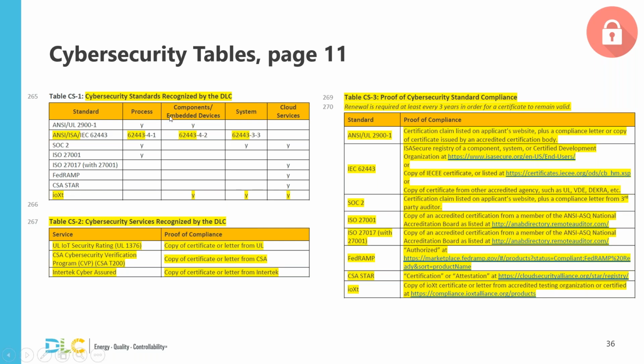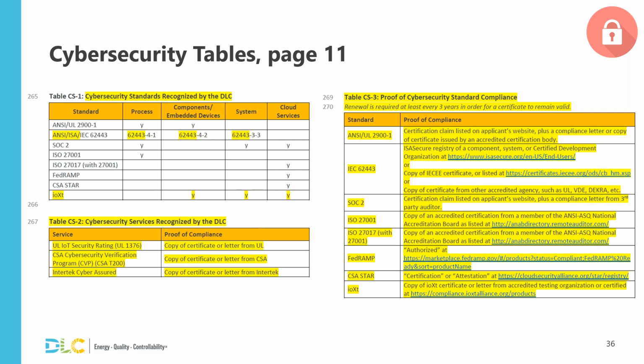In terms of the 4 different columns in this table CS1, any check mark in any column is good for now. It's possible that in the future, at least 2 years from now, but after considerable stakeholder input, we might try to narrow this down and say maybe you have to cover more than one column. But for now, if you have any standard that covers any column, then you're set. Or rather than getting certified to one of these standards, you could also get certified to one of the services listed in Table CS2. And we have 3 services currently listed.